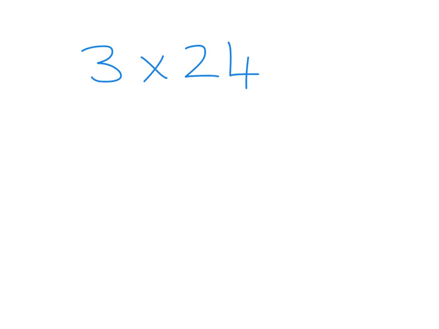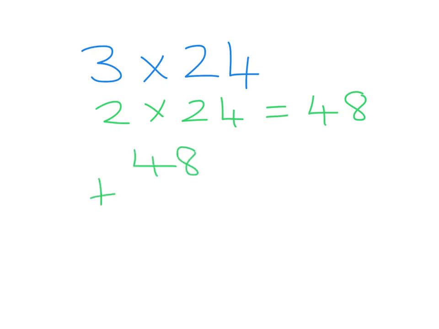Let's have a look at another example of the 3 times tables. So here I have the question 3 groups of 24. Now I'm going to change that to 2 groups of 24 because it's easy. I just double the 24 and make it 48. But I need to make it 3 groups. So I'm going to get my 48 and I'm going to add one more group of 24 to it.